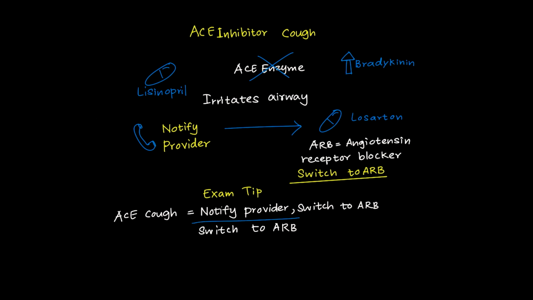Here's a WGU D446 OA exam tip for you. ACE inhibitor cough means notify the provider and expect to switch to an ARB. Recall hook: ACE coughs, ARB does not.